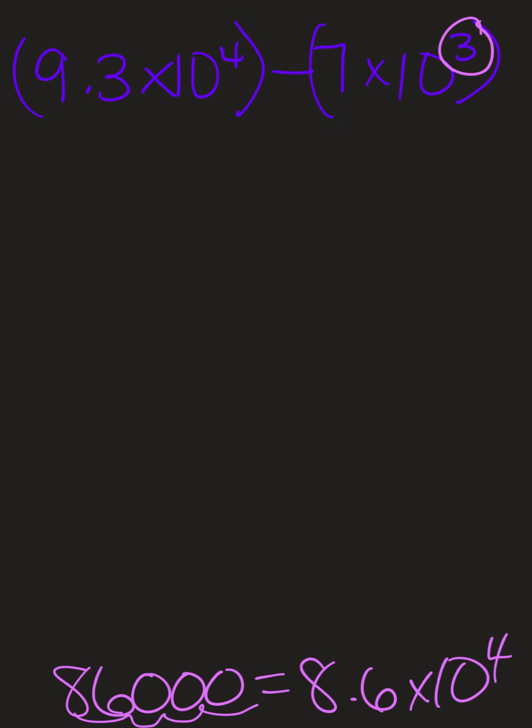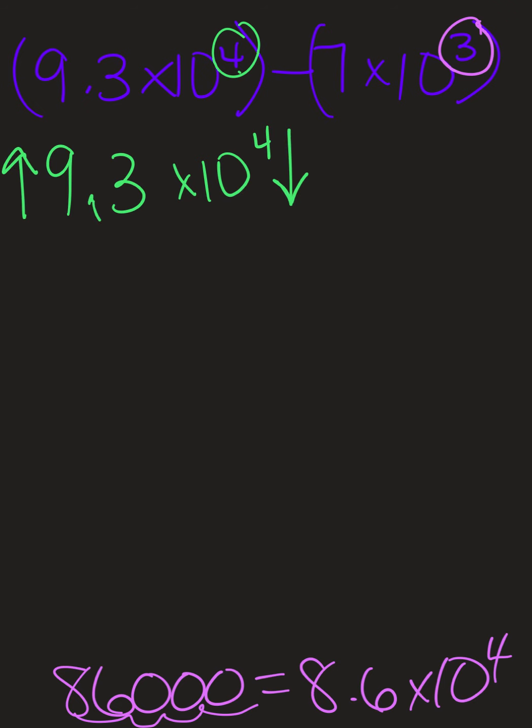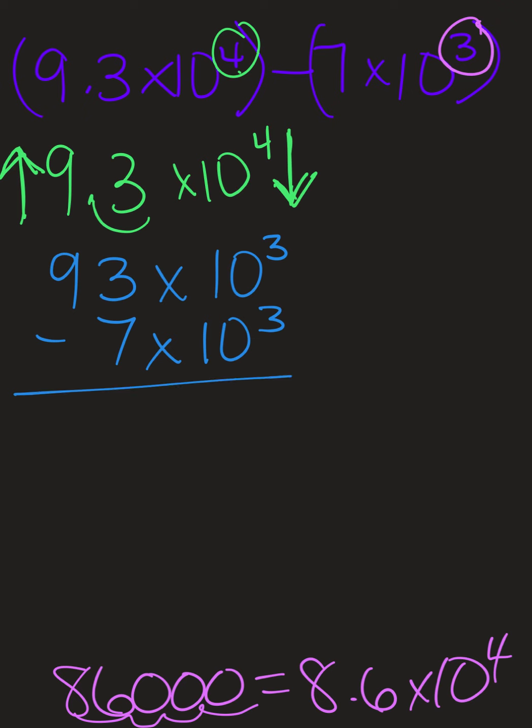So I'm going to make this number into a 3. So if I'm trying to make this become a 3, I'm going to move that down, which means I'm going to move the decimal to the right to make this a little bit larger. Okay? This exponent gets smaller, which means the decimal is going to move to make this number larger. Okay, so I end up with 93 times 10 to the power of 3 minus 7 times 10 to the power of 3. And I get 86 times 10 to the power of 3.